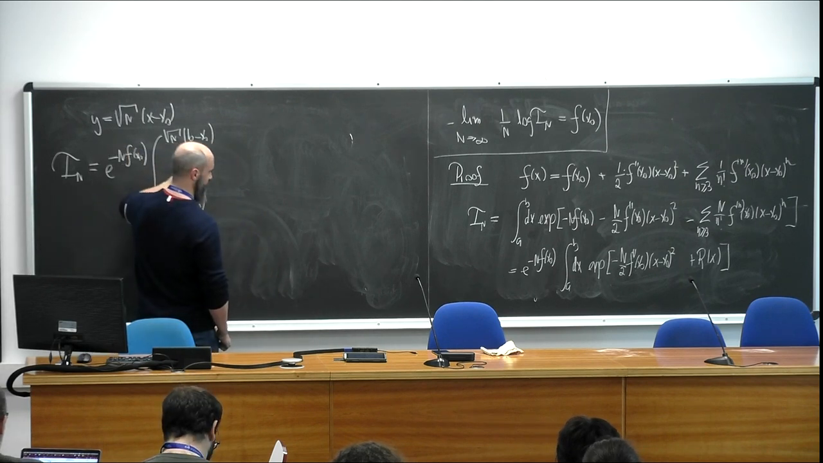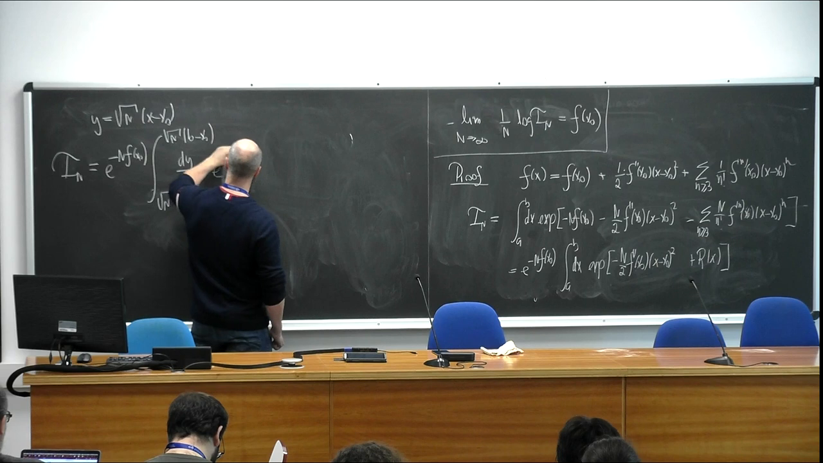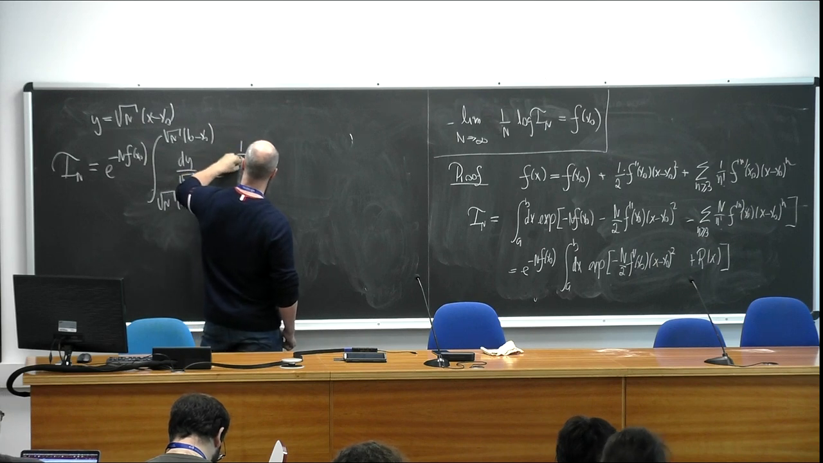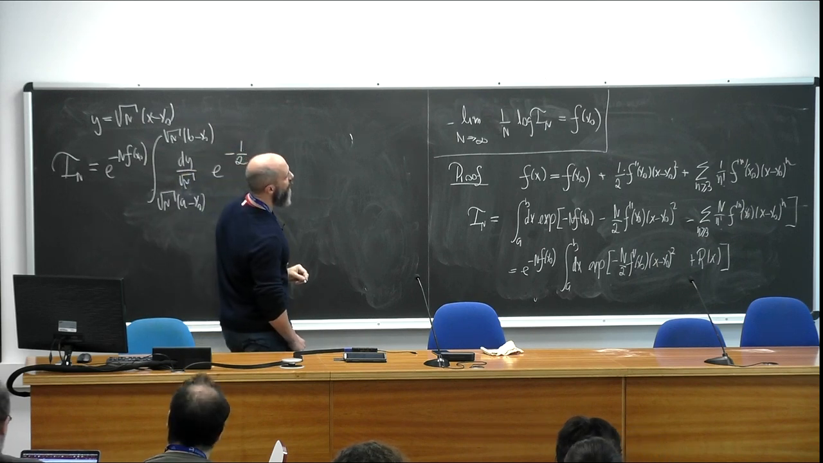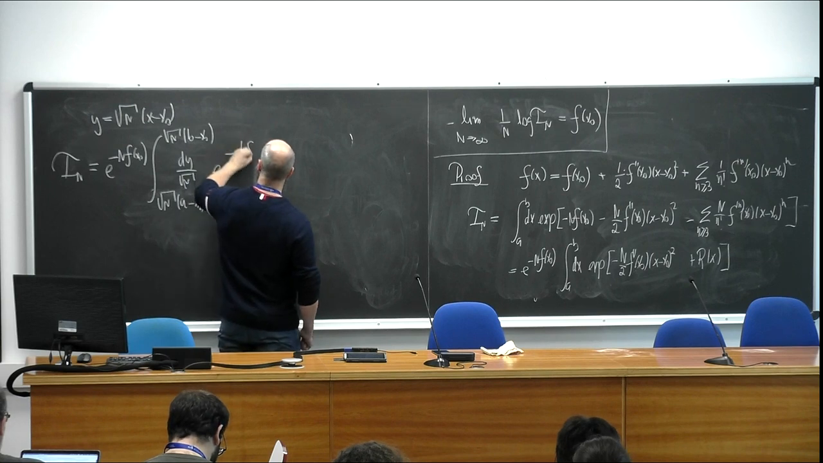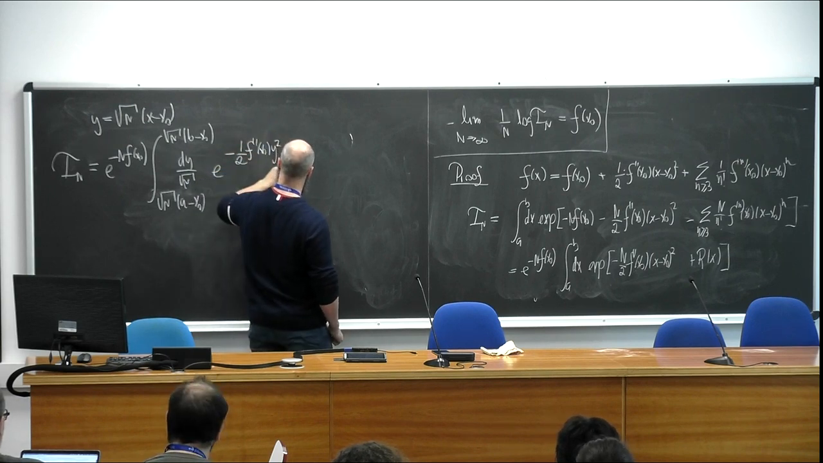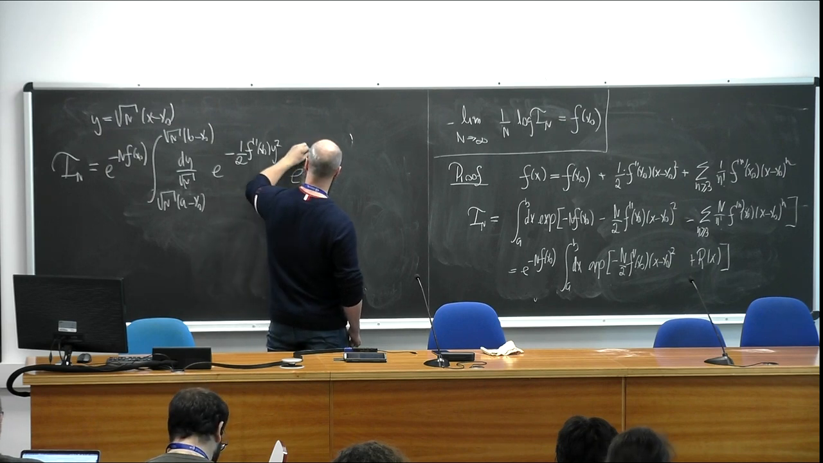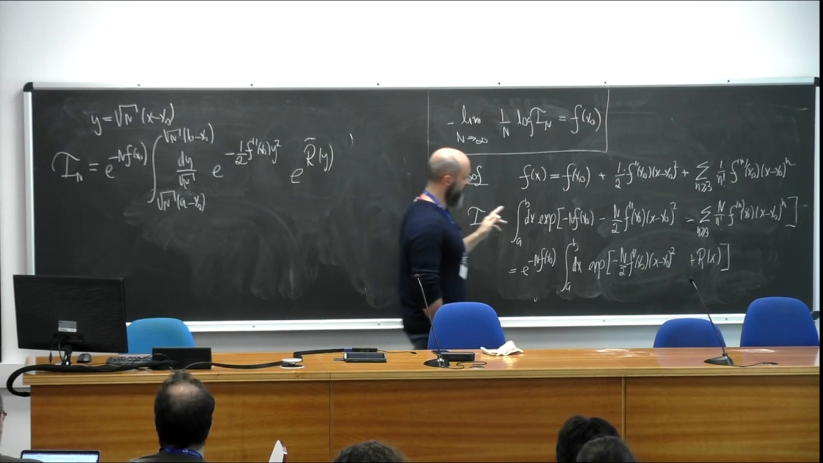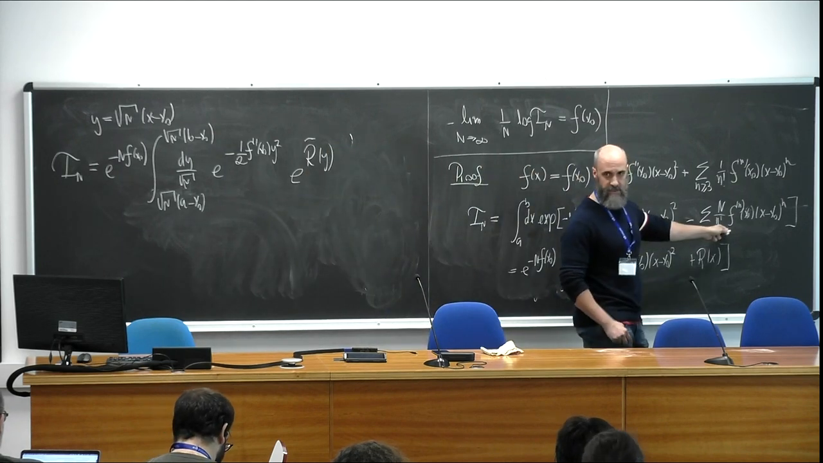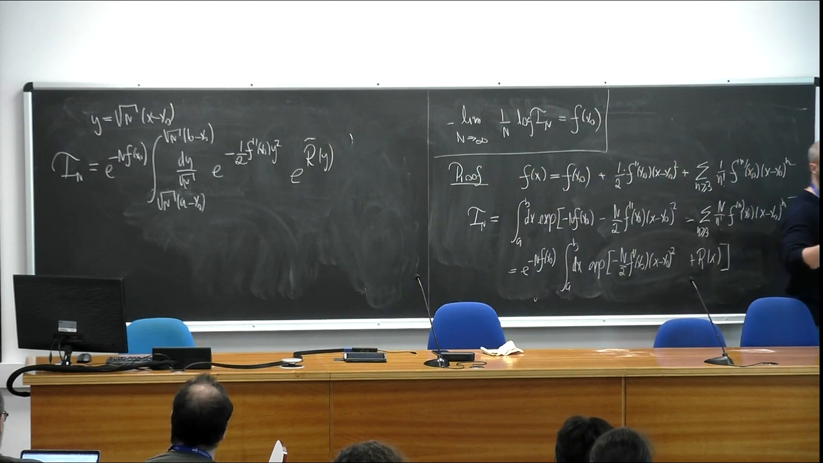dy divided by the square root of n, exponential of minus 1/2 of second derivative of f at x0, y squared, and then let me put it like here. Here I have the exponential of r tilde of y, okay? So r tilde of y is this when I do the change from x to y. Just work it out.